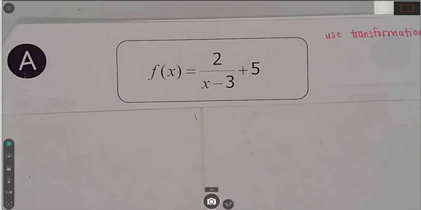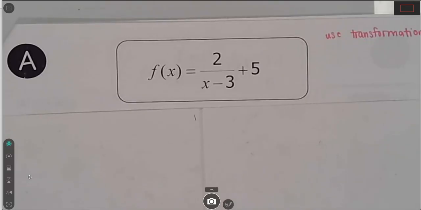Okay, we're going to be graphing rational equations without a calculator. I'll give a bonus point if someone can raise their hand and tell me one of the transformations that you would need to apply to this one.